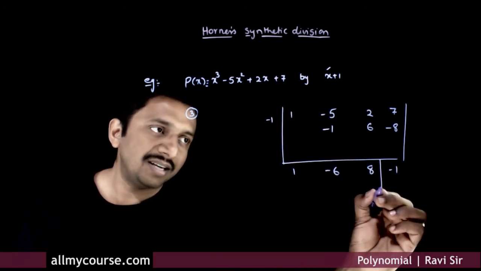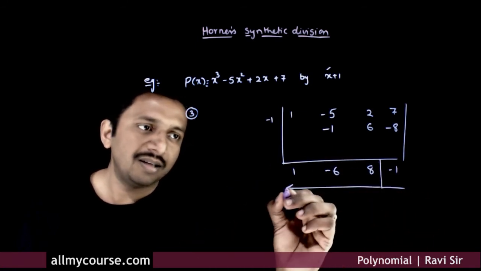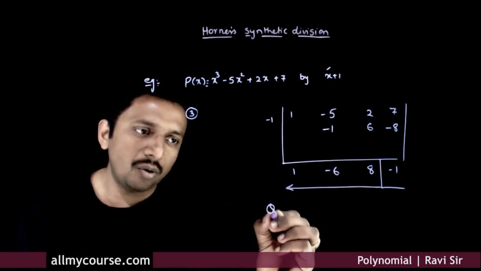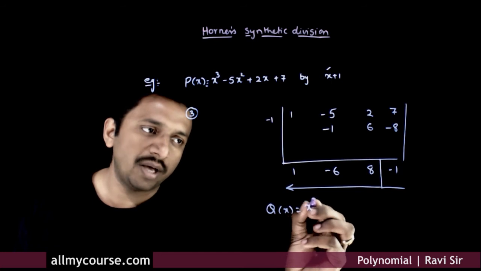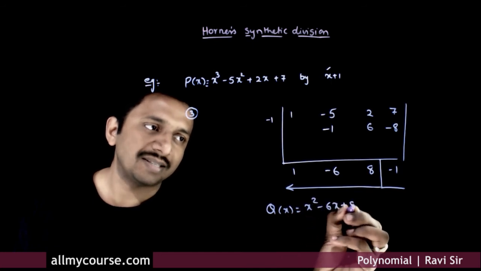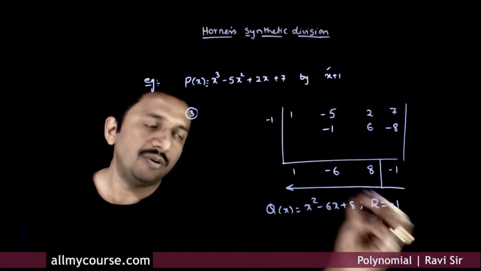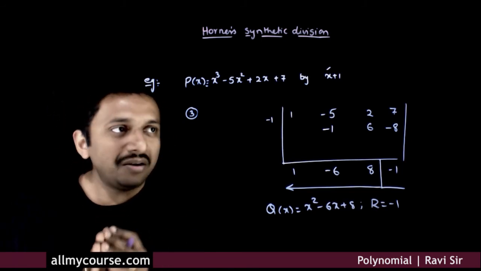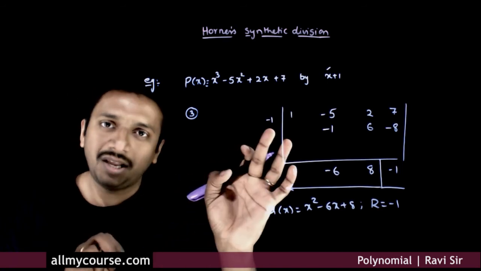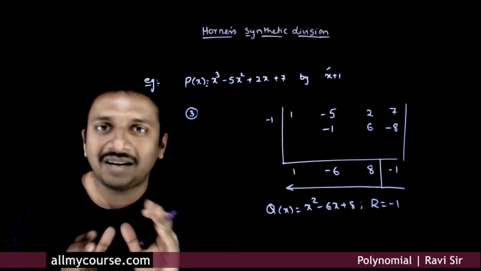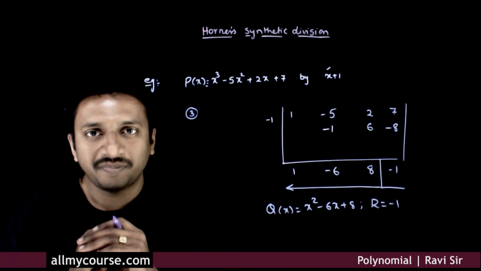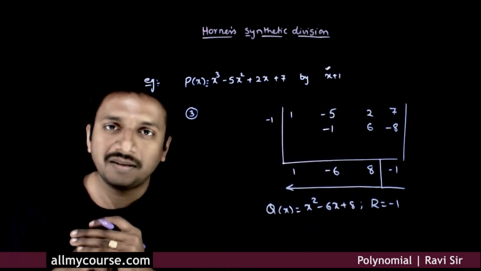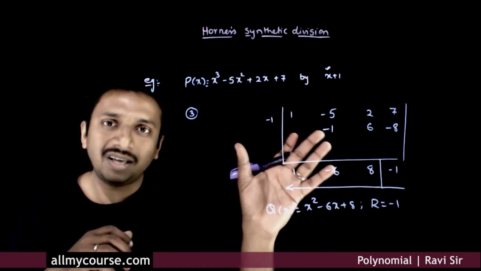So the last digit is the remainder and the remaining digits correspond to the quotient. Hence the quotient is x square minus 6x plus 8 and the remainder is equal to minus 1. So in this process, if you want to divide any polynomial by a linear polynomial, you can directly do it in one step if the leading coefficient is equal to 1. So let us do some more examples in the final process.